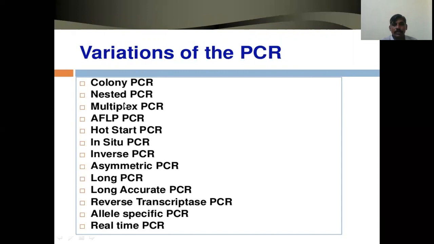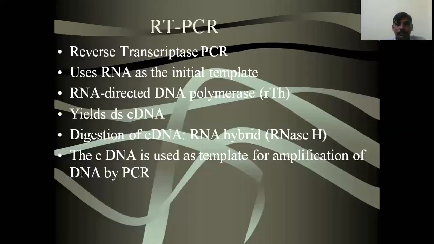Colony PCR, nested PCR, multiplex PCR, AFLP PCR, hot start PCR, in situ PCR, inverse PCR, asymmetric PCR, long PCR, long accurate PCR. During the COVID pandemic, the confirmation tests were done by one of the PCR techniques, known as reverse transcriptase PCR. And there are also real-time quantitative PCR and allele-specific PCR. These are the different types of PCR and their applications in molecular biology that we use nowadays. One type of PCR we know very well during this COVID pandemic.